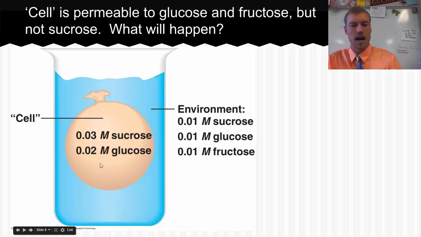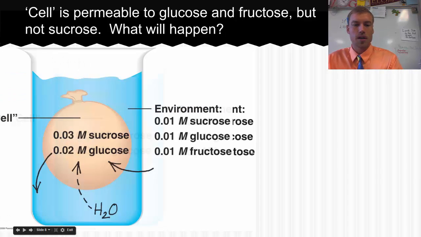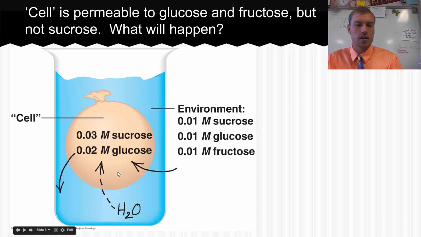The glucose has a higher concentration inside than outside, so our glucose is going to move out of the cell. We have fructose outside the cell, but not inside the cell, so the fructose is going to go in. So here's what that looks like. The water is going to go into the cell in order to balance out the molarities of the sucrose. The glucose is going to leave, and the fructose is going to go in.